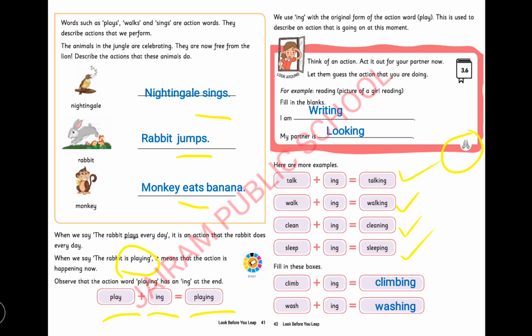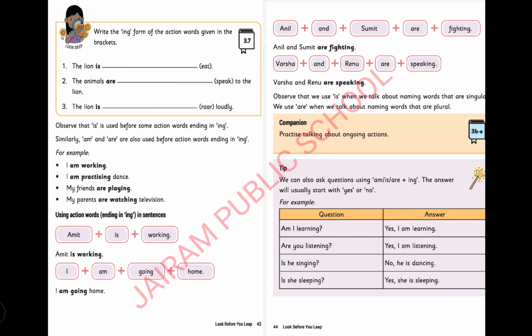Am I right? So if you write an action word with ing ending, that is ongoing action. The action you do at the moment, right now. Okay, let's move to the next page. What is the activity given here? Look, the activity: write the ing form of the action words given in the brackets. So they have given some action words in the bracket. We are going to write the ing form of those action words in the dash.